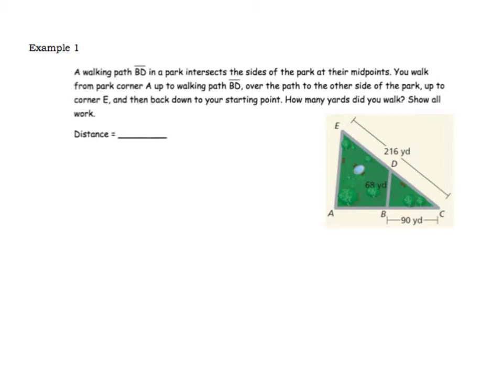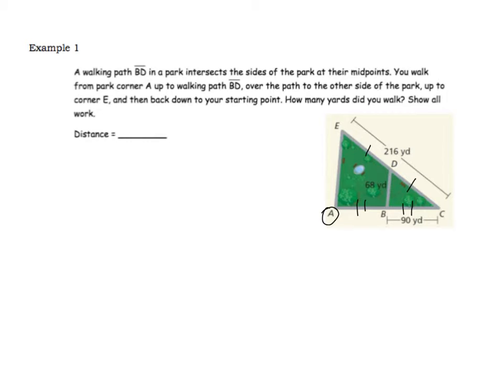So, first example: a walking path BD in a park intersects the sides of the park at their midpoints. So we should make some markings here. You walk from park corner A to the walking path BD, over the path to the other side of the park, up to the corner E, and then back down to your starting point. So let us draw our path.